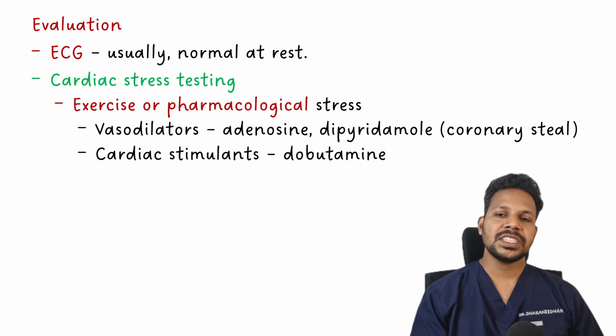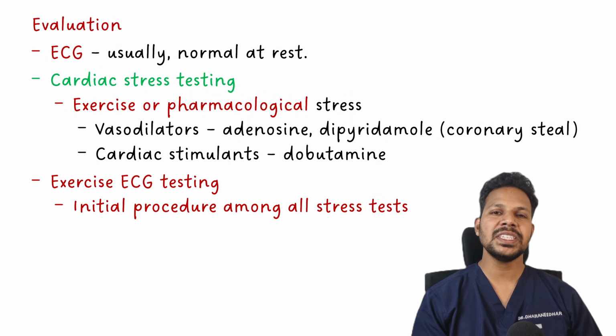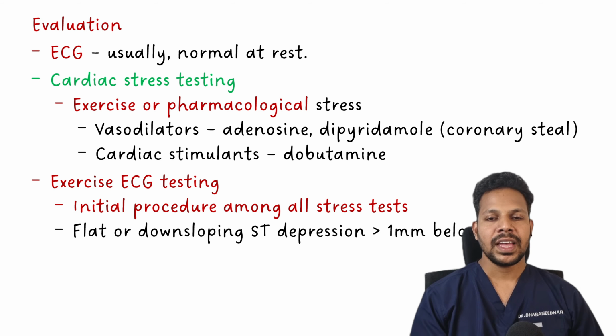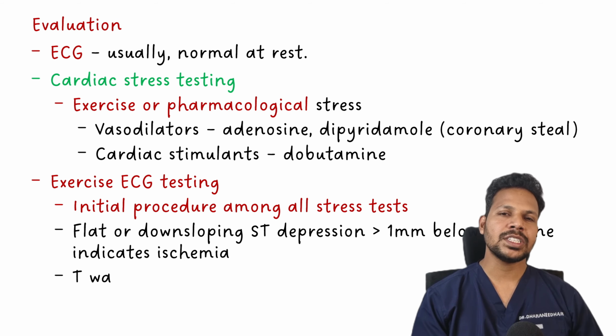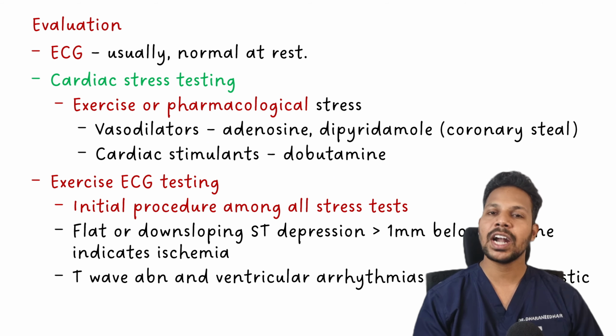So the first investigation among the stress testing is exercise ECG testing. This is the initial procedure among all the stress tests. What will you appreciate? You will appreciate a flat or downsloping ST segment which is at least more than 1 millimeter below the baseline. Other T wave abnormalities or arrhythmias are not indicative of ischemia. They are not diagnostic of ischemia. Only ST segment depression, either flat or downsloping, at least 1 millimeter, should be considered.